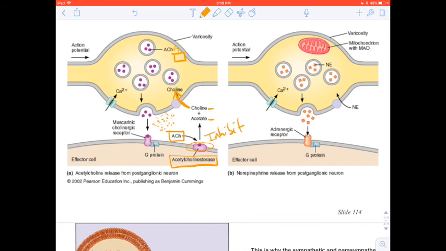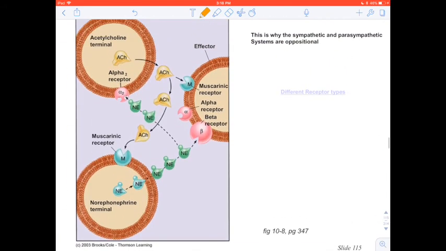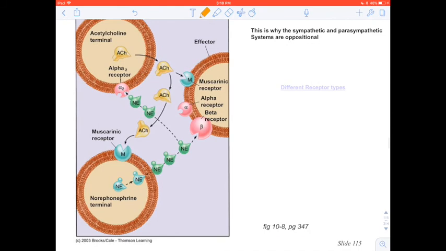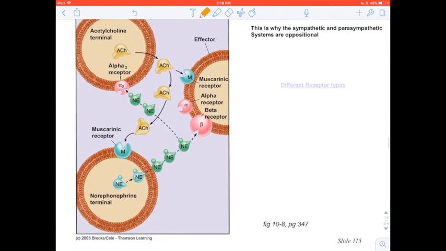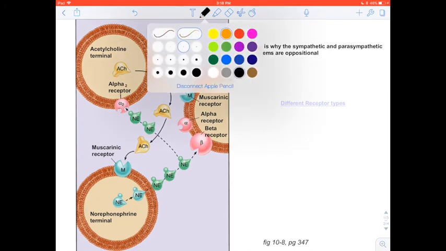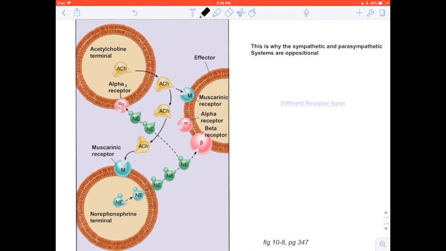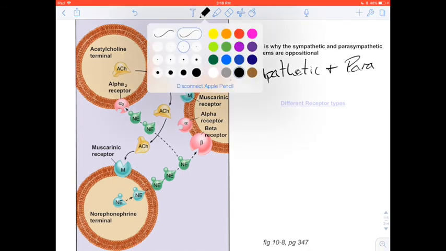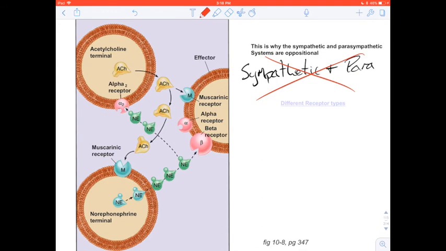All right. So this one is just showing us how they can't act on the same organ at the same time, how they will block each other's action, because this is a guiding principle. You cannot have sympathetic and parasympathetic at the same time in the same organ. Right? We can have it going on in different places.